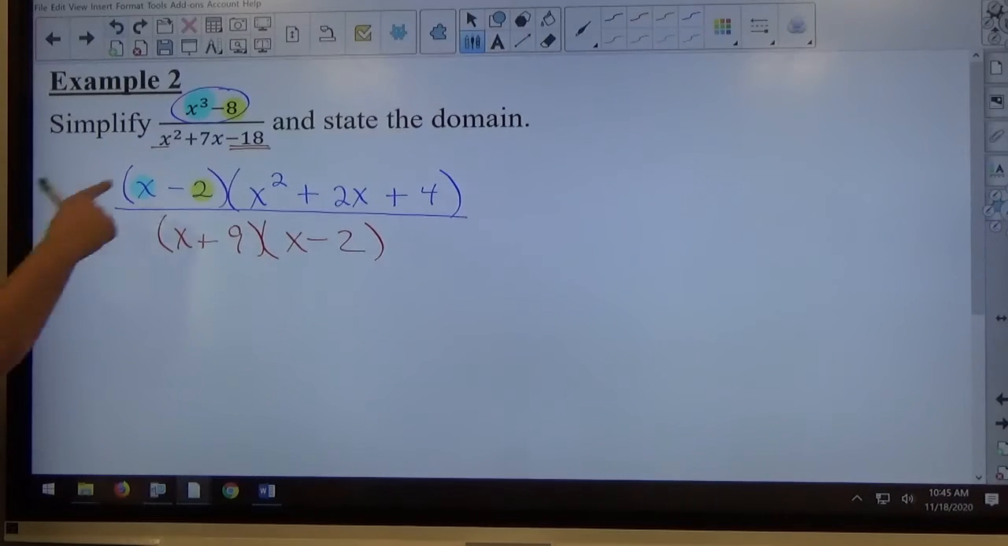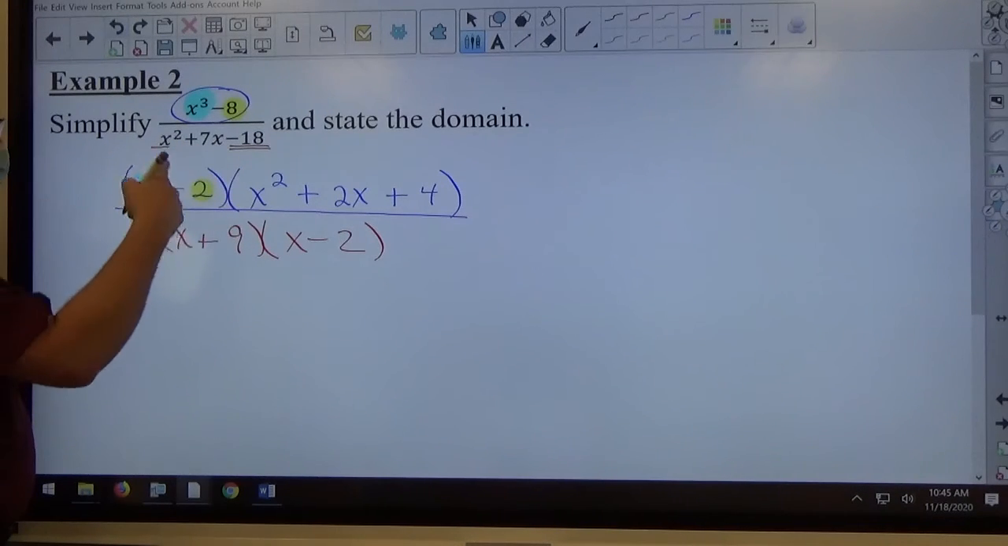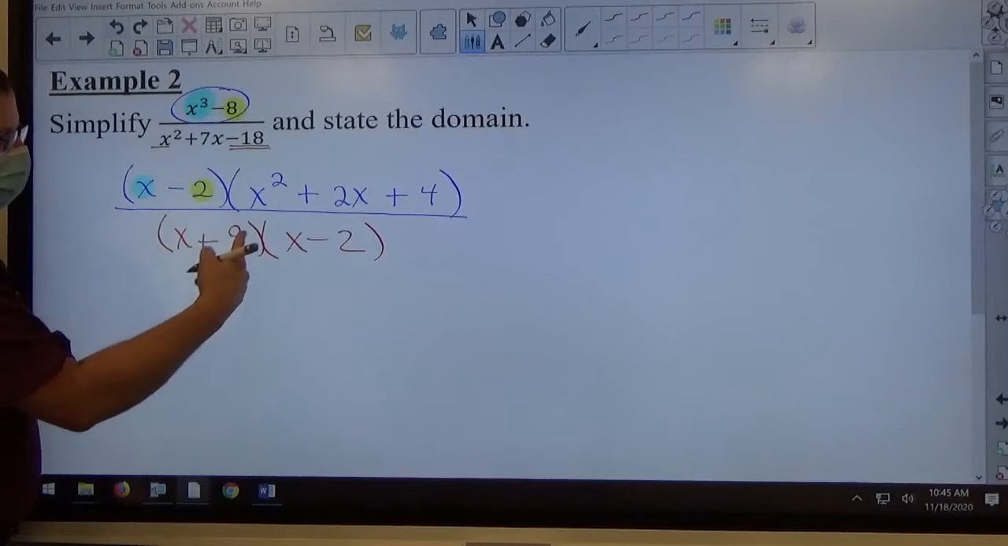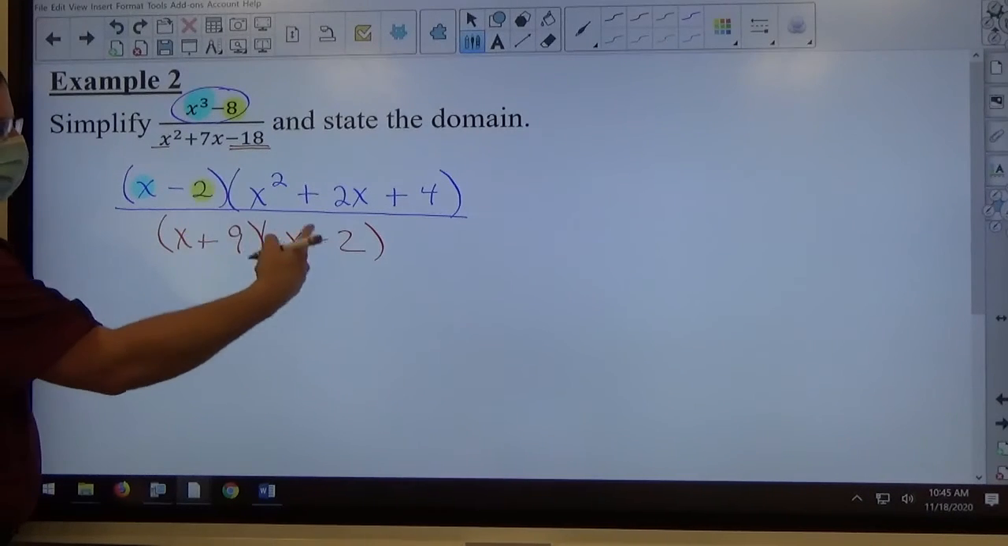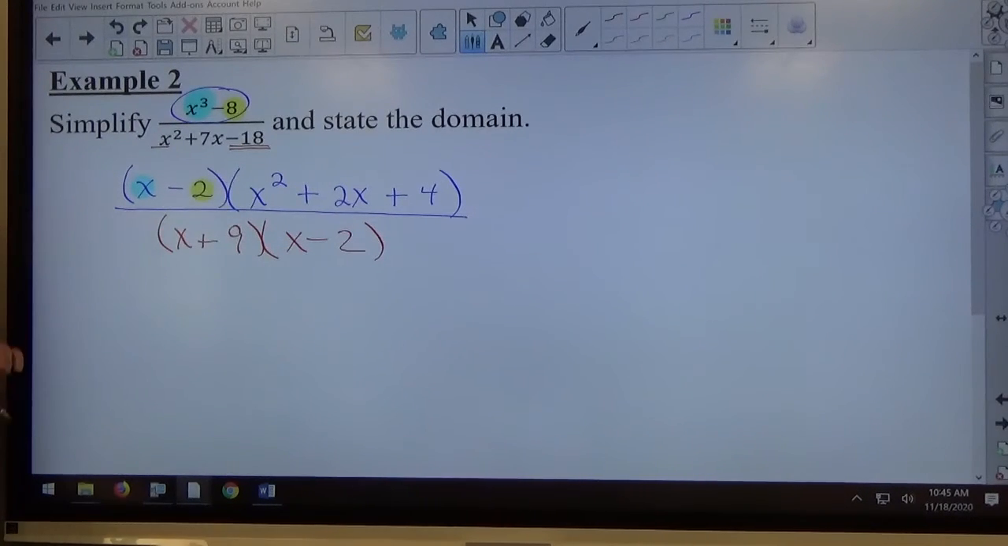They should add to make positive 7. So 9 times negative 2 makes negative 18. 9 plus negative 2 makes positive 7. Right? So again, factor the top, factor the bottom.